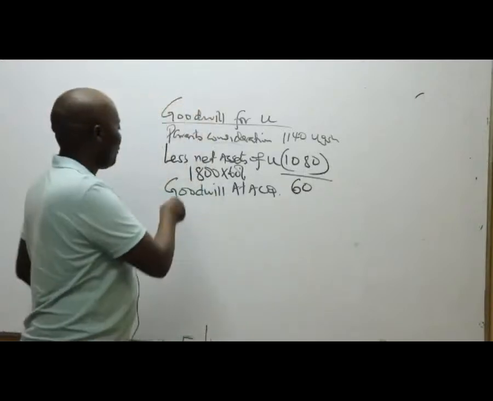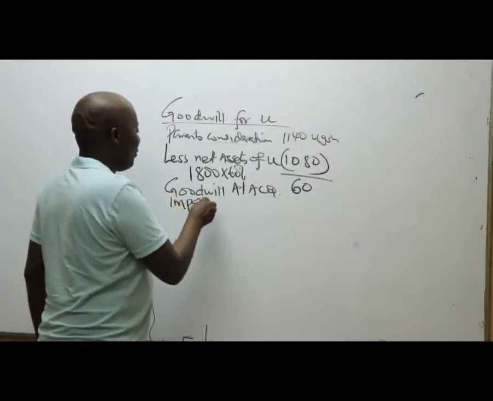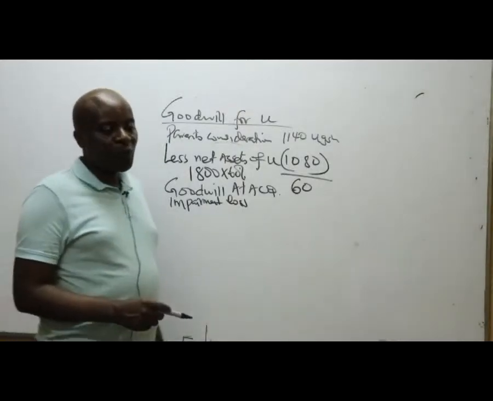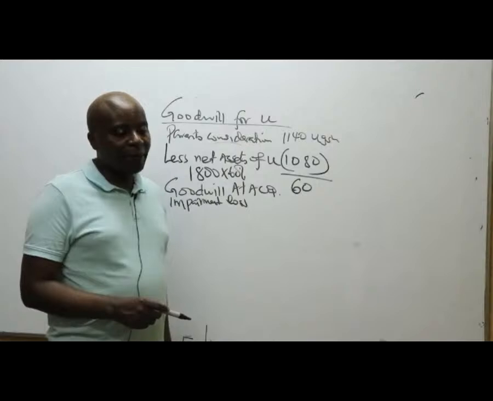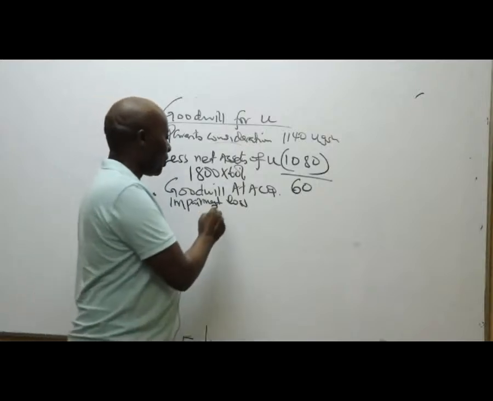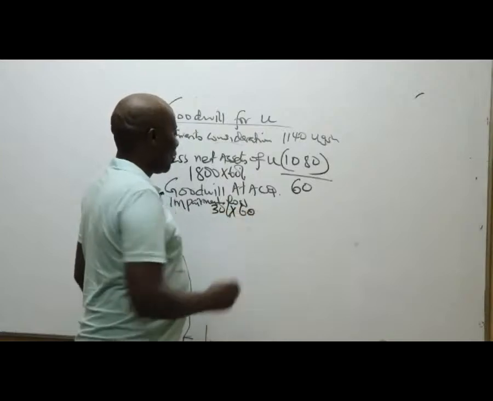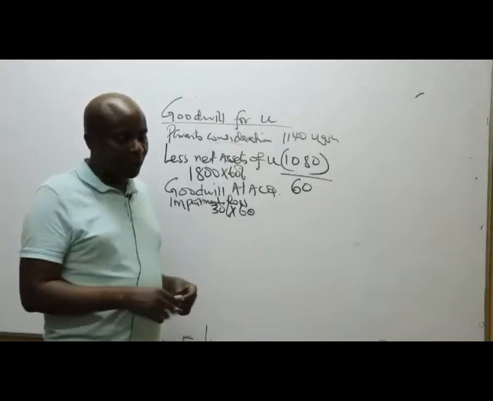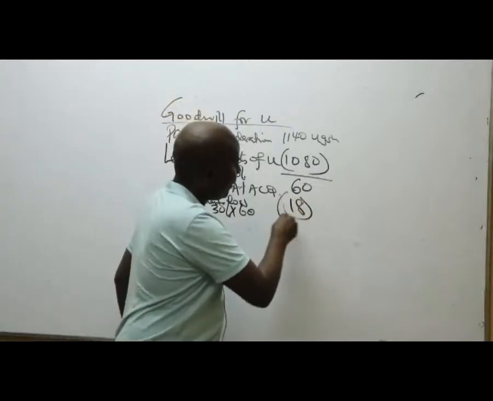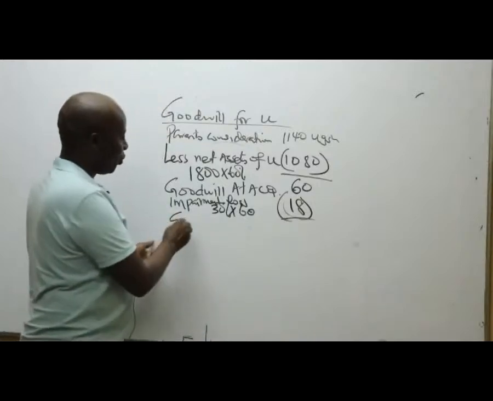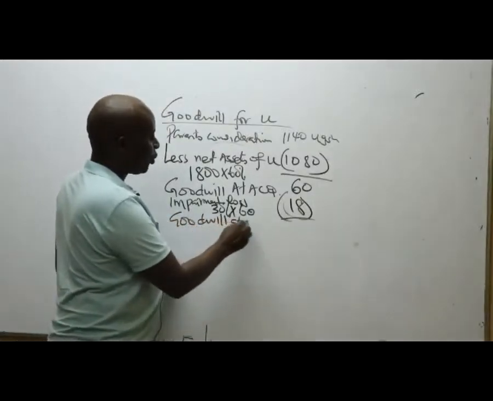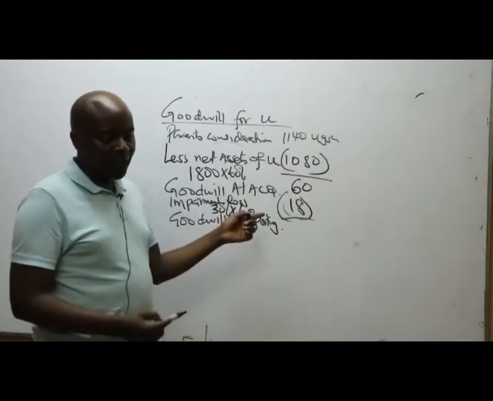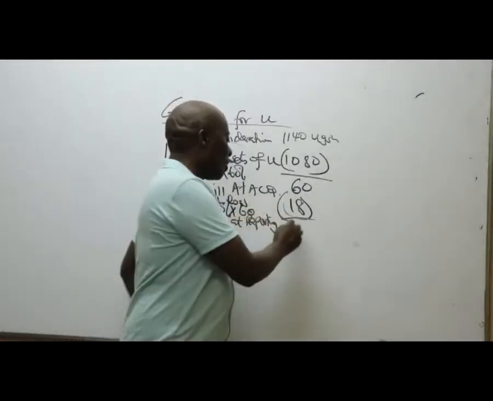Impairment loss. Thank you very much. So impairment loss, what is the percentage given there? 30%. So it is 30% of 60. 30% of 60 gives me what figure? It's 18. So please subtract. We are able to get goodwill at reporting. Is there anybody who can give me this figure? Betty, Jeremiah, they're giving me a figure of 42.